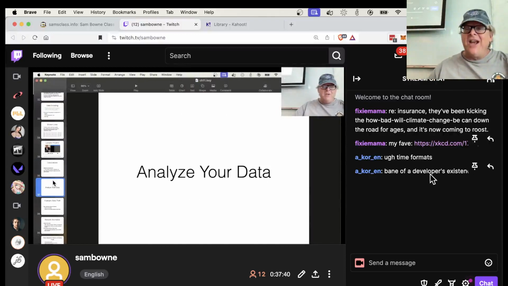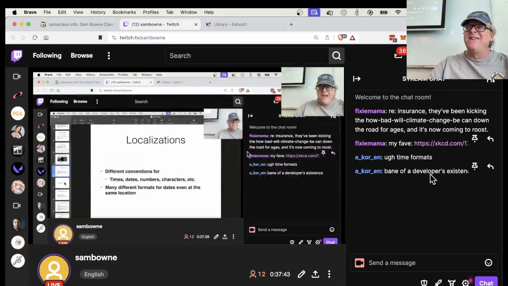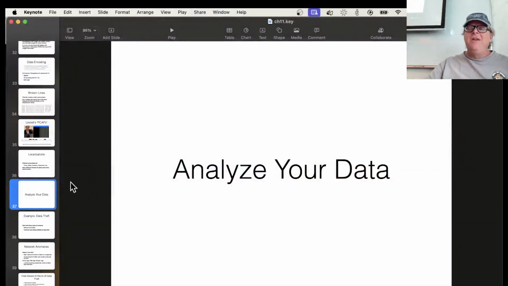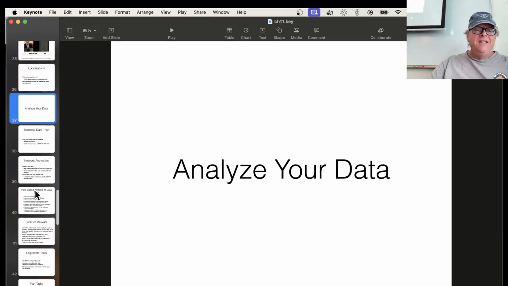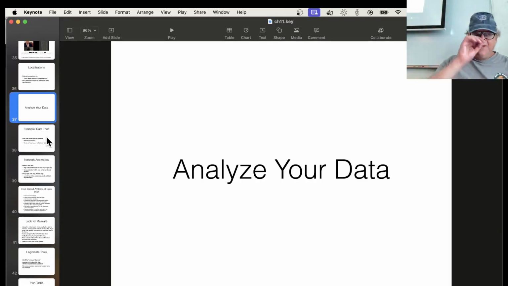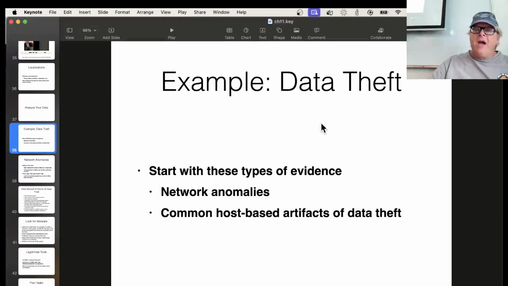Anyway, all right, let me check for comments in the chat. Time formats. Yes, time formats are one of the many irritating things. Yes, I spend a lot of my time transforming data from one format to another, and it's interesting. It's more interesting than you'd think it would be. It's like little puzzles.